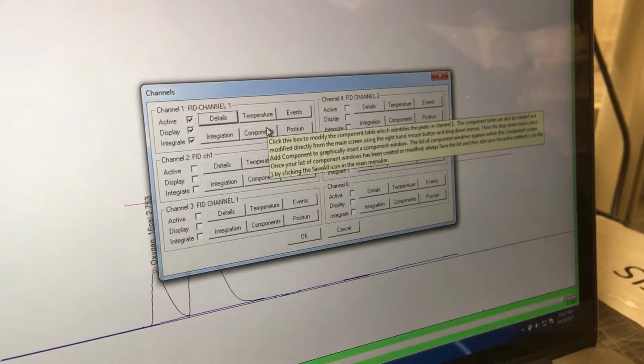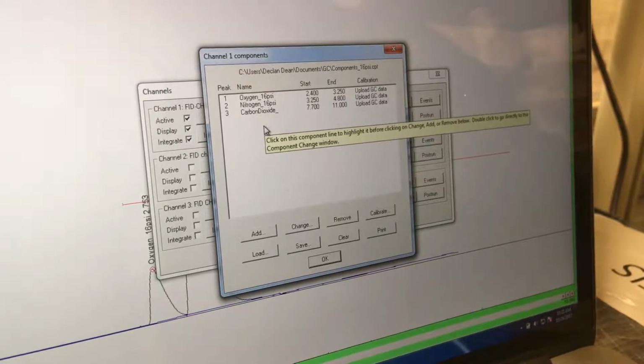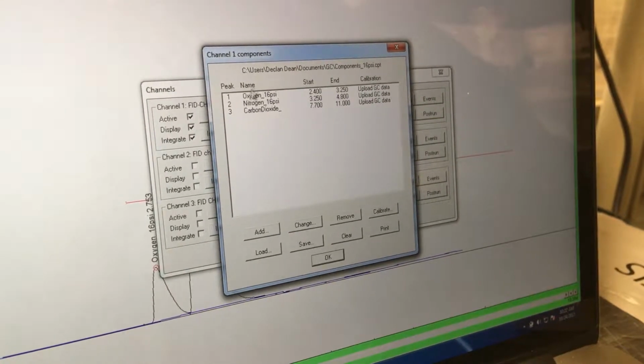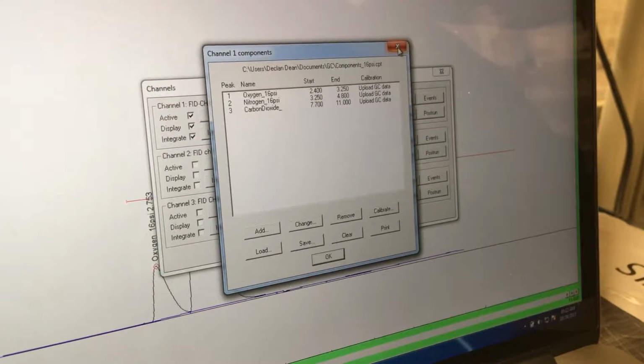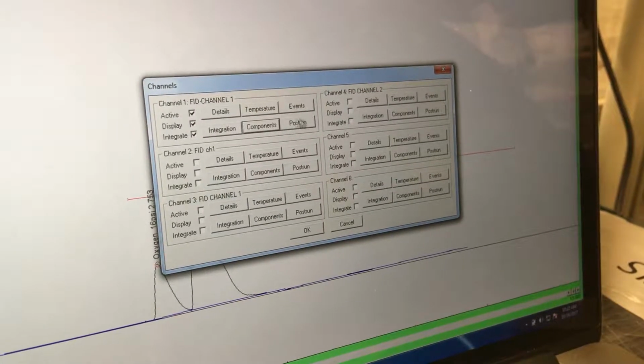Your components are going to be manually entered each time, and these are our manually named and entered components, and that's for the calibration section of the SOP.